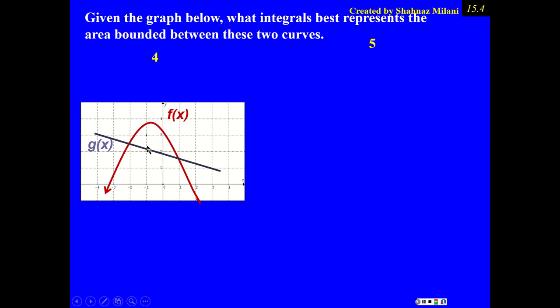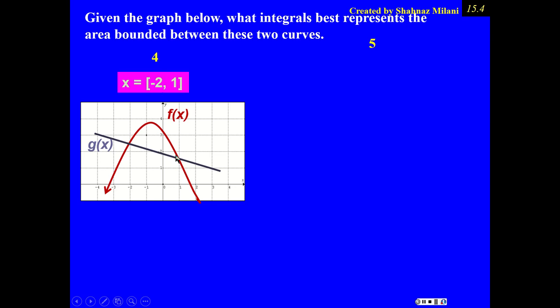The first thing we are going to pay attention to is where these two graphs intersect each other. Right here, when x is approximately -2, these two graphs intersect with each other. And right here, where x is approximately 1, these two equations intersect with each other. That means we are trying to find the area between -2 and 1.